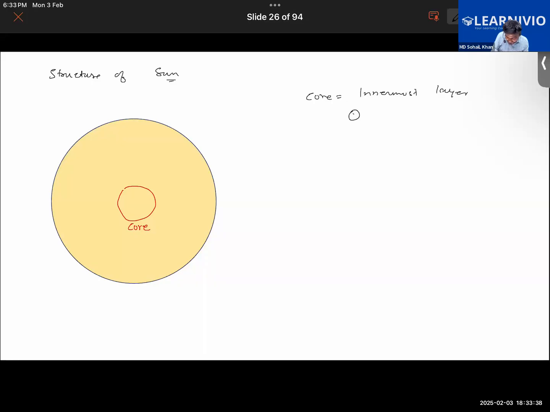Next, this is the place where nuclear fusion is occurring. Getting it? That is one thing. So basically, in this nuclear fusion reaction, the nuclei of hydrogen combine together to form helium, and thereby in this process, lots of energy is released. Getting what I'm trying to say, everyone?